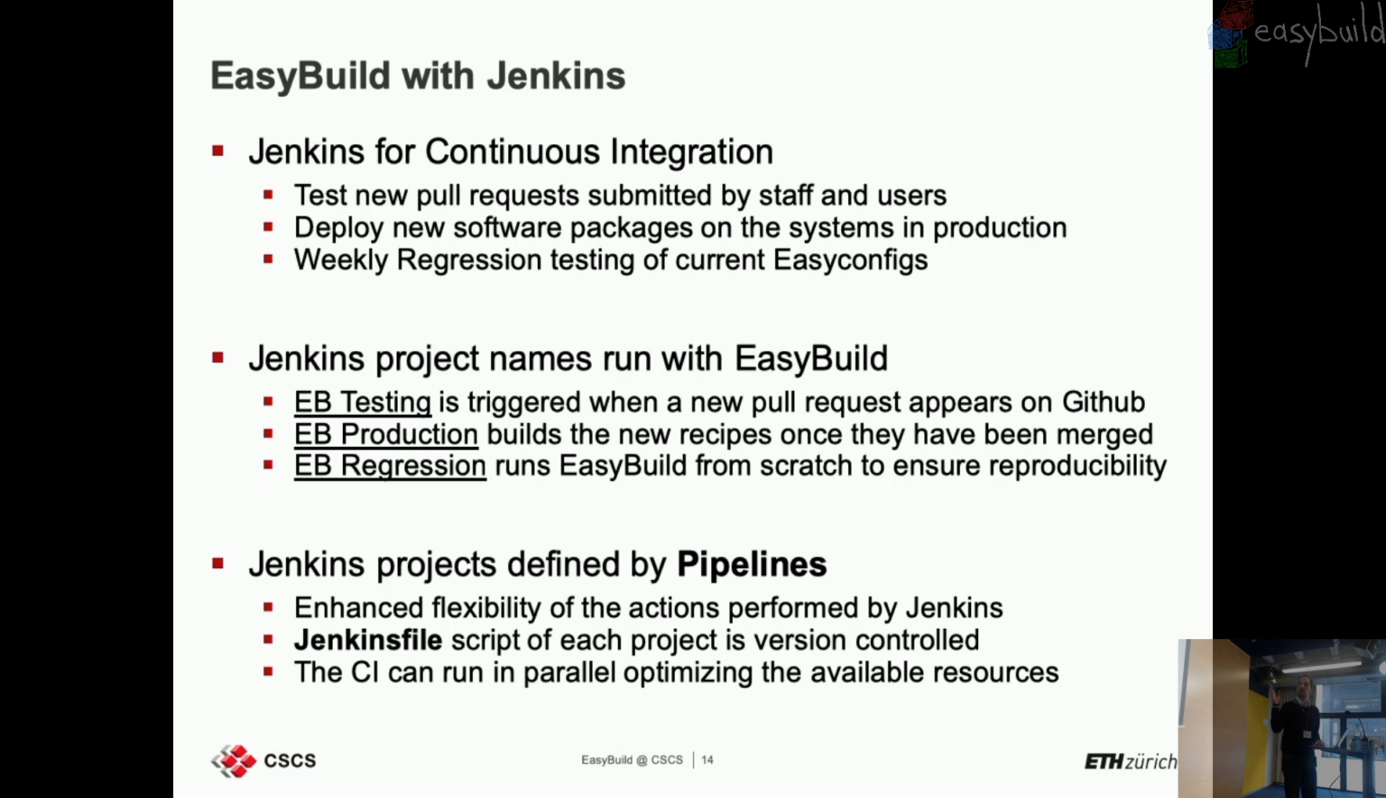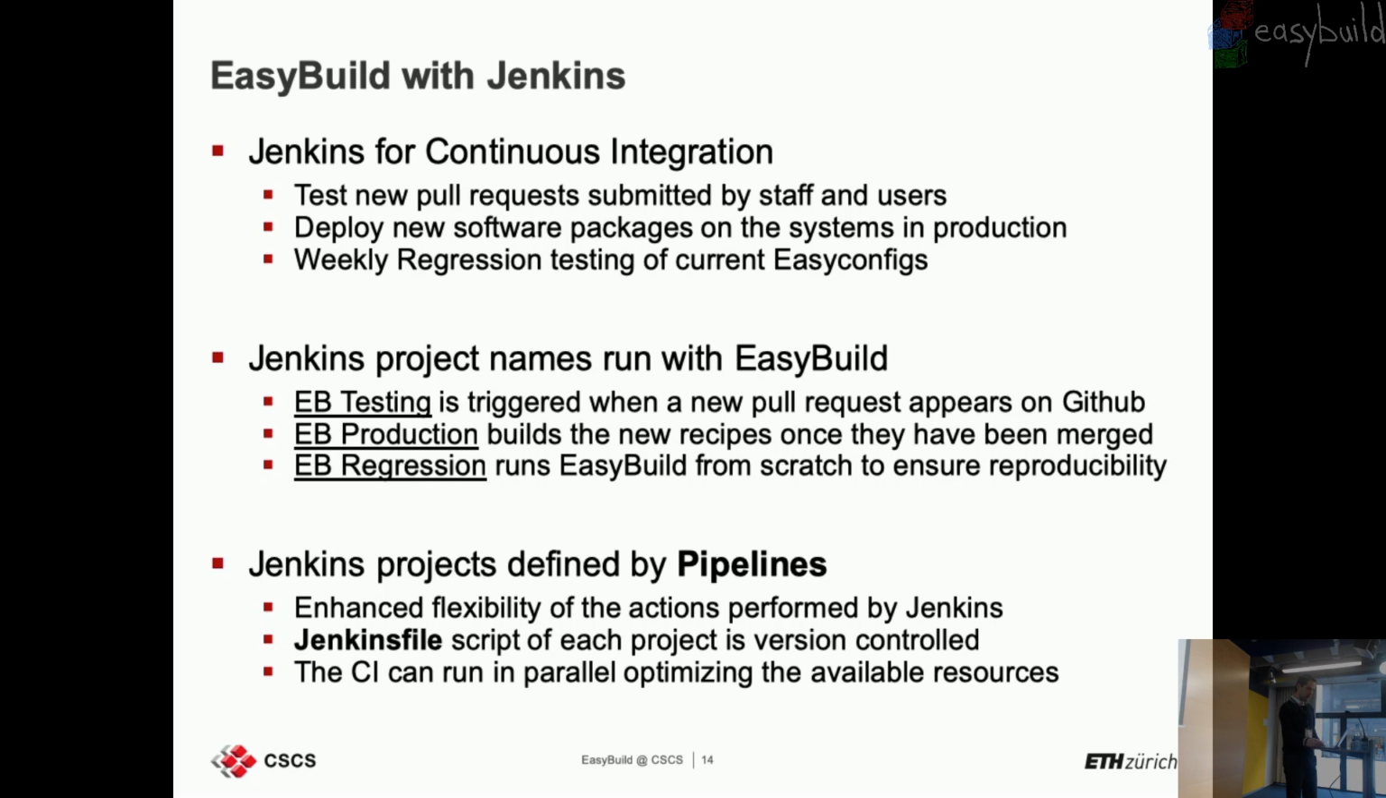So the names of the Jenkins projects are available on our internal Jenkins servers, and we call them EB testing, production, and regression. And as I mentioned already, the testing is triggered every time you submit a pull request to our repository, matching for system names and EasyBuild recipes. And then after successful merge, the EB production project takes over and it builds the merged recipe in production, on the production system. And the weekly EB regression then tests completely from scratch all the recipes that we have, in order to check if the download still works and if the installation is still successful.